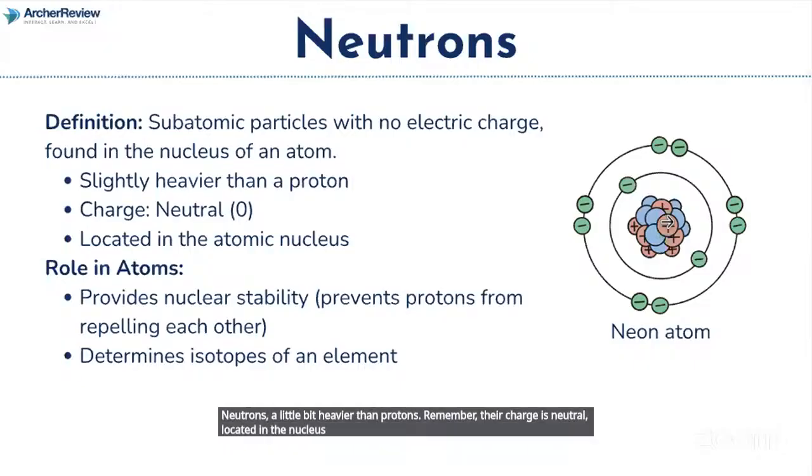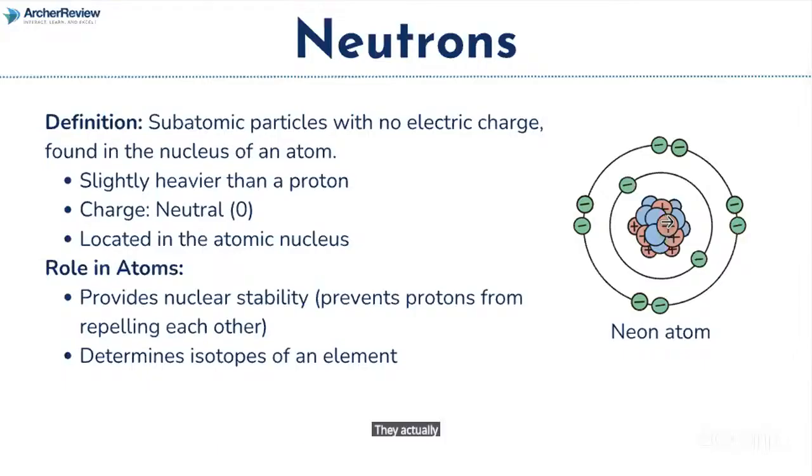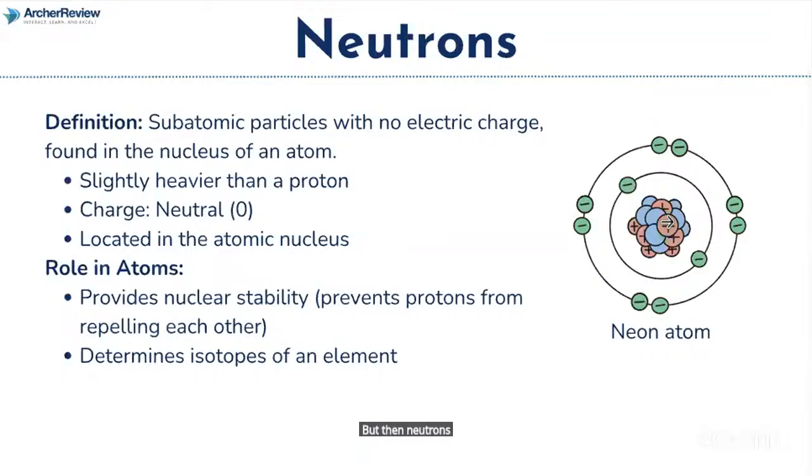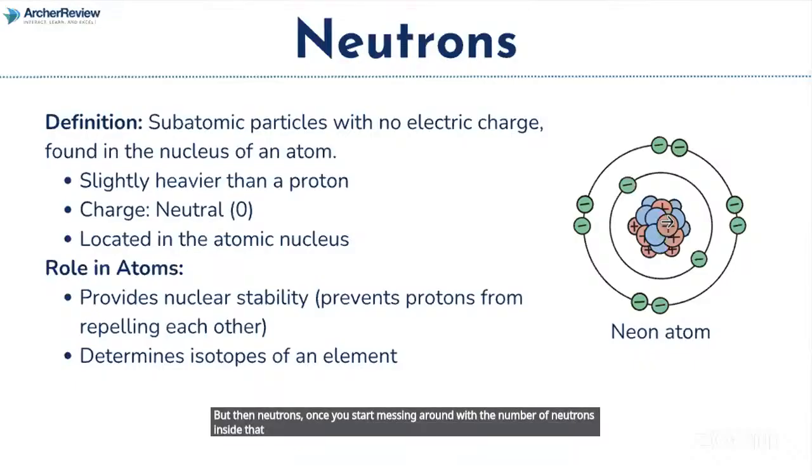But what's the big deal about these neutrons? What is their job? They actually provide stability. They are there almost like a buffer. They prevent protons from repelling and fighting with one another. It just provides stability. But once you start changing the number of neutrons inside the nucleus of an atom, that determines isotopes.